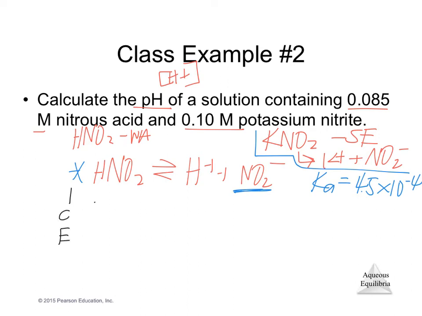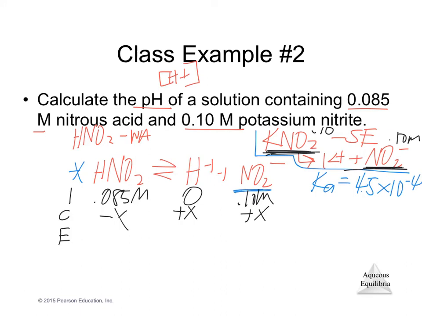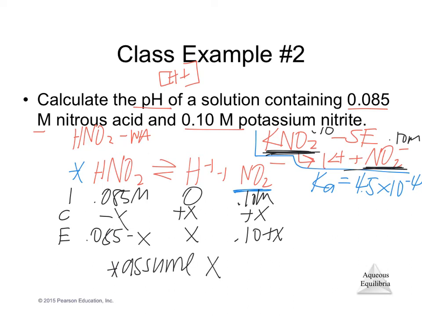So initially I have 0.085 molar HNO2. I don't have any H+, but I have 0.10 molar nitrite. And that's because this is a 1-to-1 ratio. My salt to my nitrite is 1-to-1. So if I have 0.10 molar potassium nitrite, I have 0.10 molar nitrite ion. And then change is going to be minus X for the acid plus X for the ions. So 0.085 minus X, X, and 0.10 plus X. Let's make a note that we are assuming X is small.